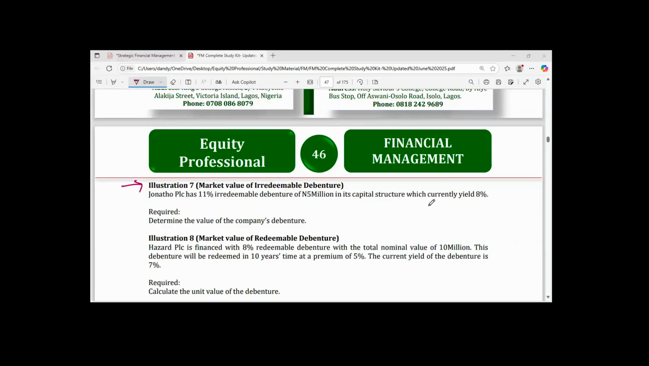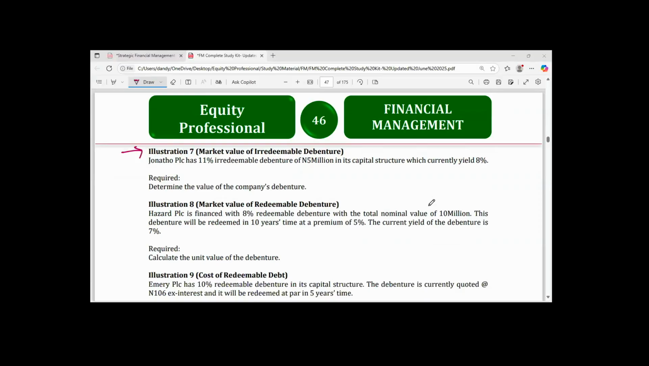Jonato PLC has 11% irredeemable debenture of 5 million naira in its capital structure, which currently yields 8%. Required: determine the value of the company's debenture. Thank you very much. So please mute. You want to determine the value. The examiner is asking you to calculate the value of the company's debenture.